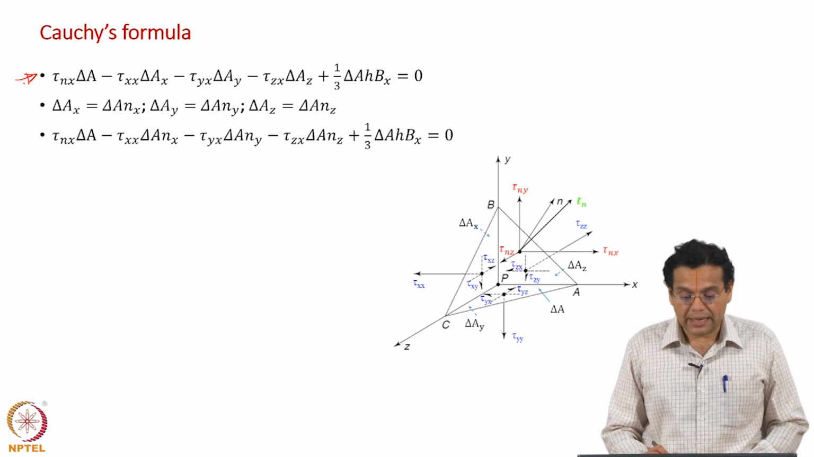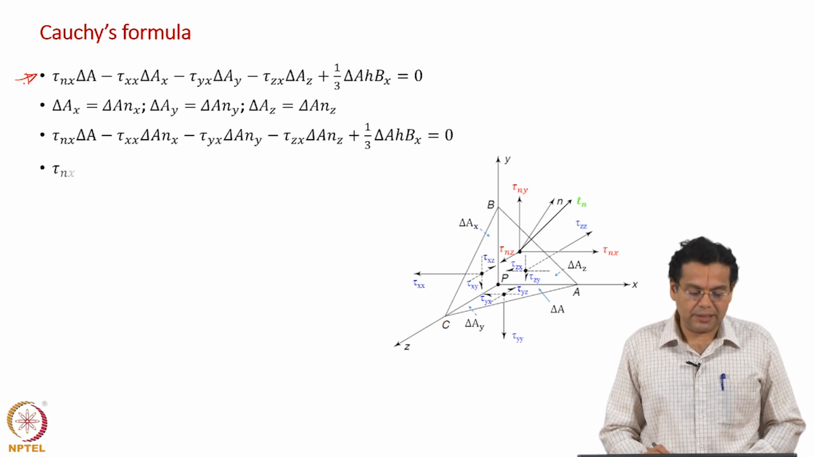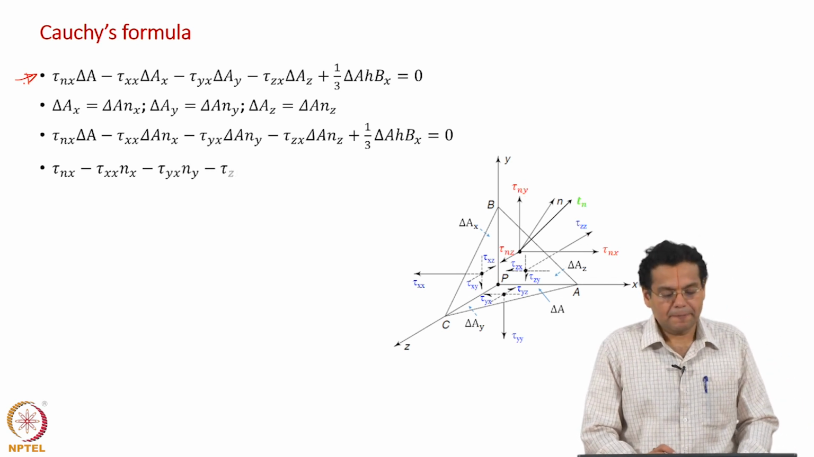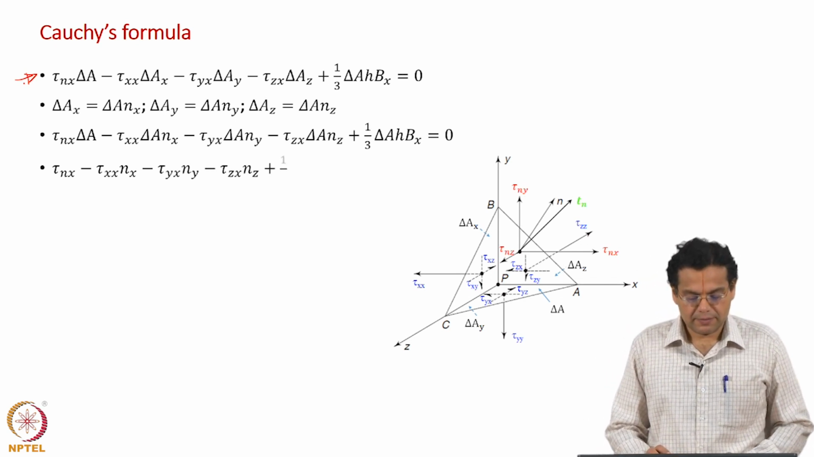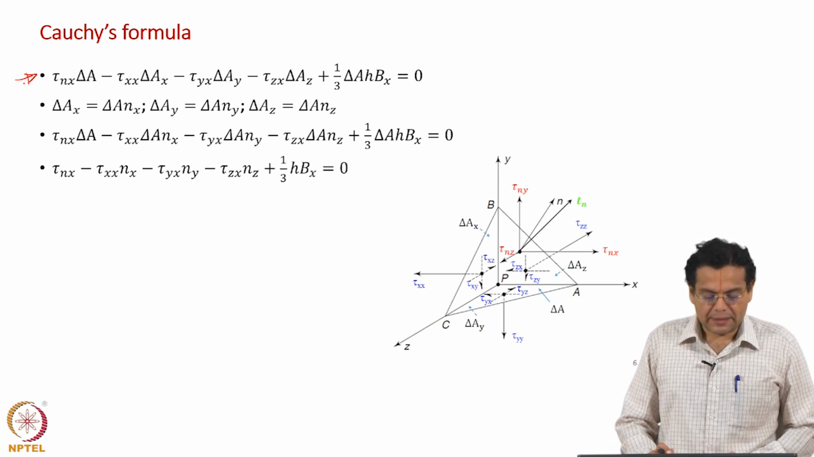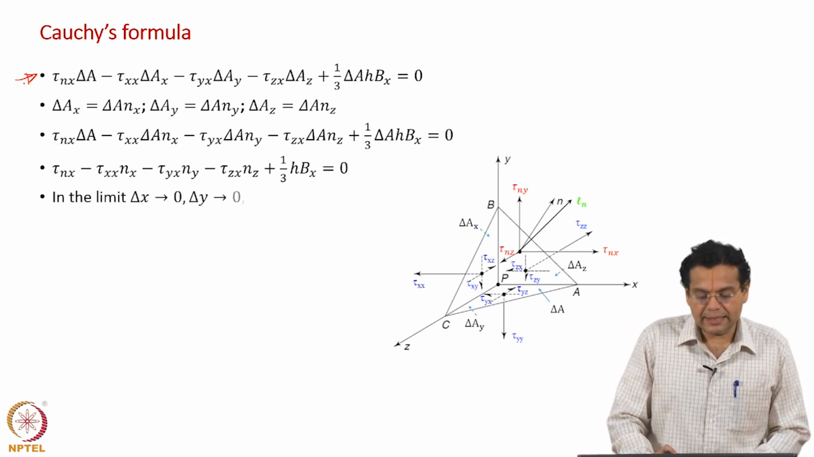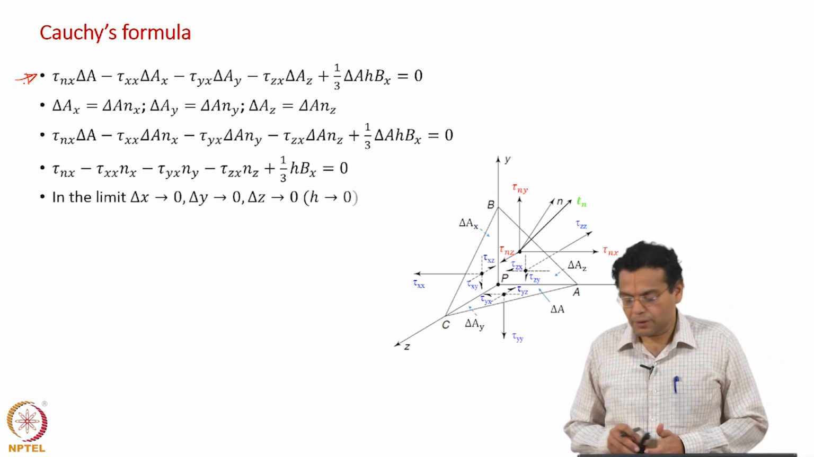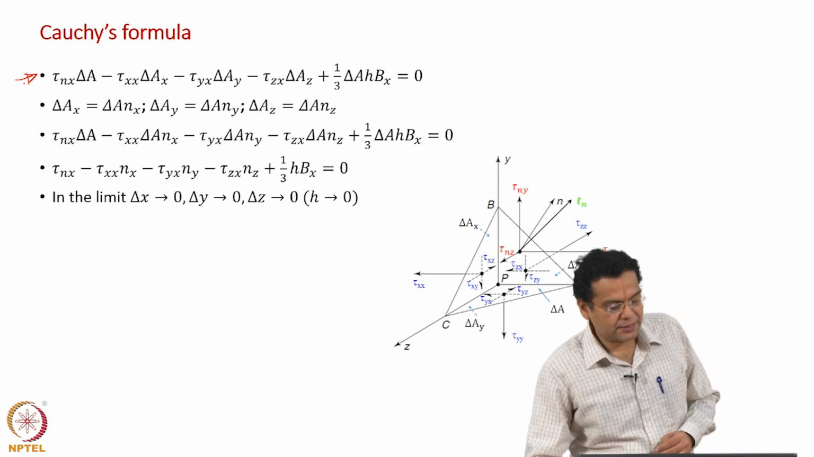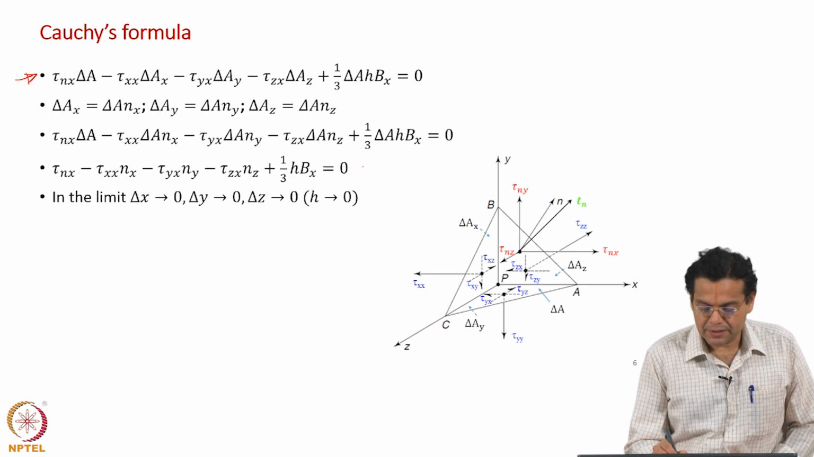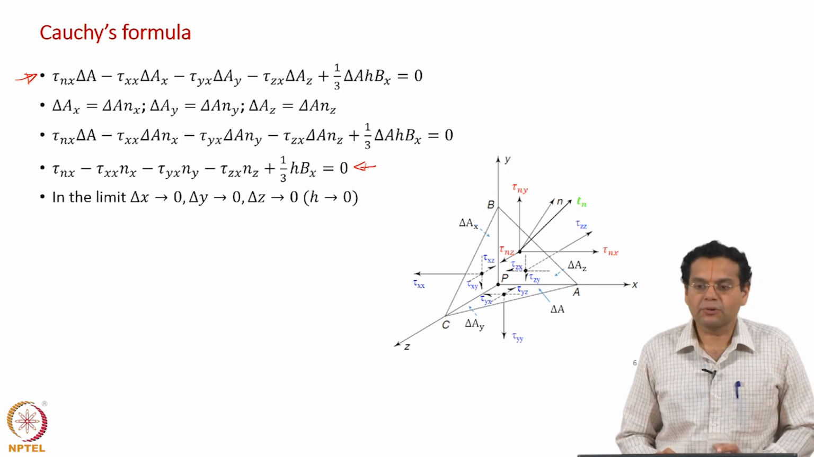And now delta A can be cancelled out, that was our objective. We will cancel out delta A, and then we take the limit delta x, delta y, delta z tending to 0, h tends to 0. Okay. Some explanation here. First, if you look at this equation, we have cancelled out area.